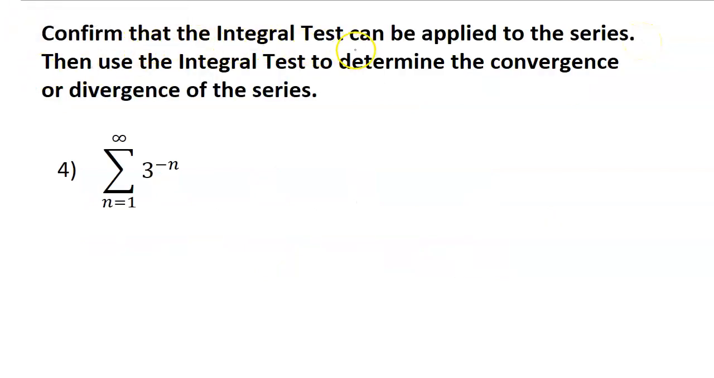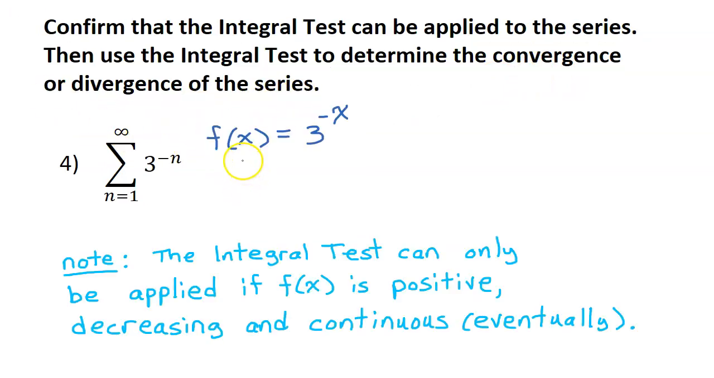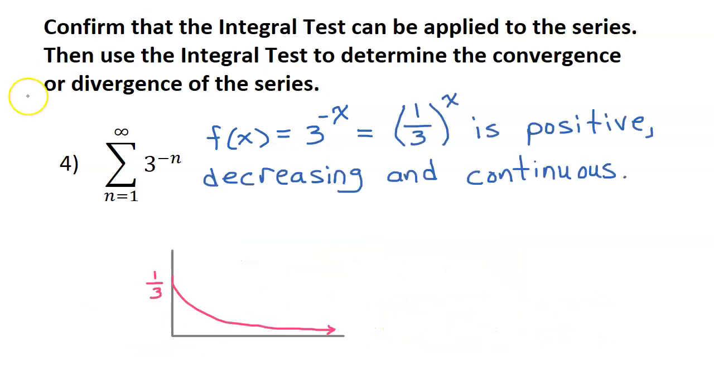Confirm that the integral test can be applied to the series. Then use the integral test to determine the convergence or divergence of the series. The first step is to write function f of x by replacing the n with an x. Note that the integral test can only be applied if f of x is positive, decreasing, and continuous eventually.